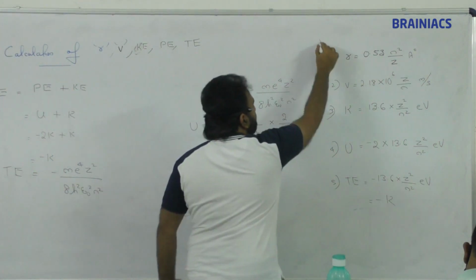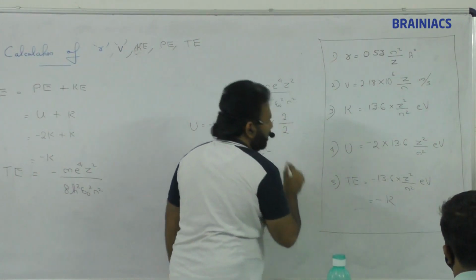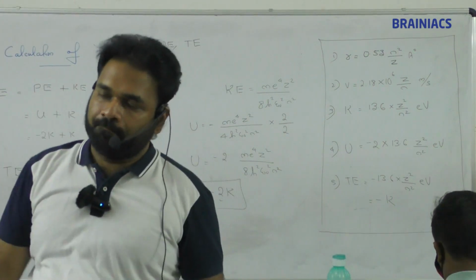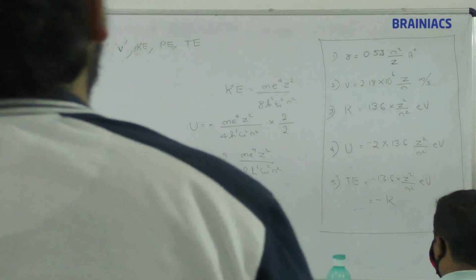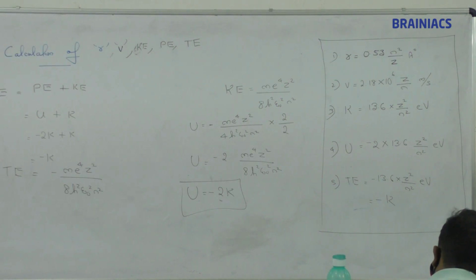Children, this formula, summary. Radius is equal to 0.53 into n square by z Angstrom. There n is the number of the orbit. First ground state, n is equal to 1. z is the atomic number. Velocity is 2.18 into 10 raised to 6 into z by n.